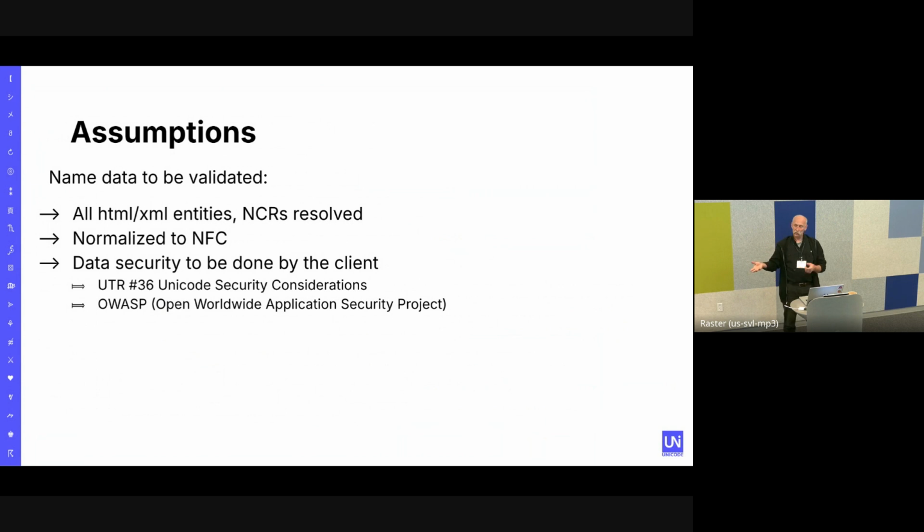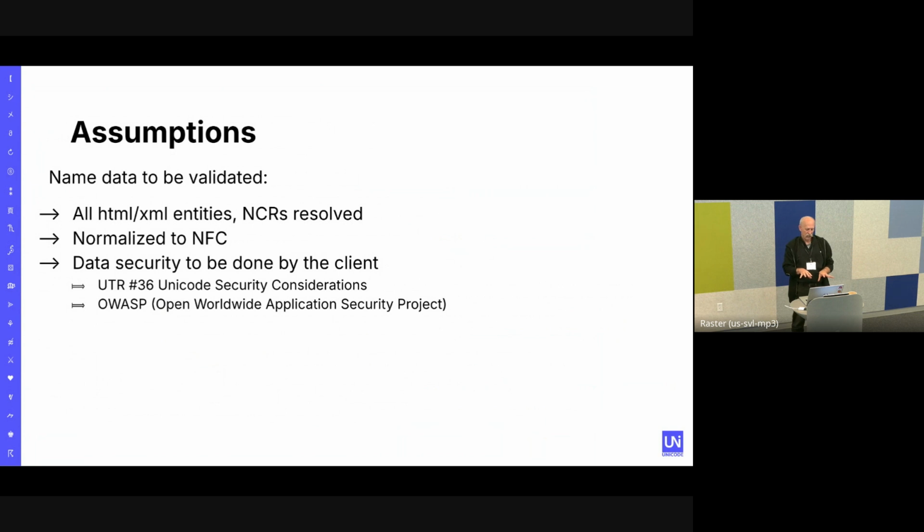The data is expected to already be normalized to normalization form C, or the pre-composed form, in the smallest form. We don't do any data security. We have a technical report, UTR number 36, on Unicode security considerations, which goes into much more detail. It's expected that is done by the client on its own. And there are also guidelines from the Open Worldwide Application Security Project, or OWASP, which the security team takes care of for all the data going in, and they should be doing the scanning for cross-site scripting, SQL injection, and so on.